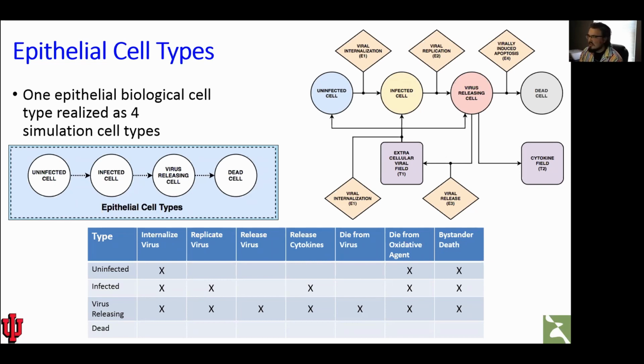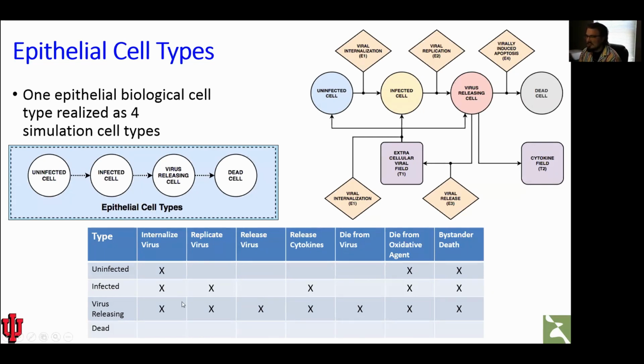And then for all of the mechanisms that we simulate, you can see here that these serve as identifiers for the various mechanisms that we model. So in our case, we do allow for superinfection, in which case, whether an uninfected cell or an infected cell is exposed to virus, either way, it can internalize virus. Whereas infected and virus-releasing cells can only replicate virus because uninfected cells have no virus inside.